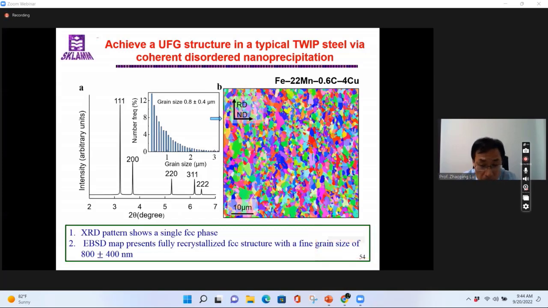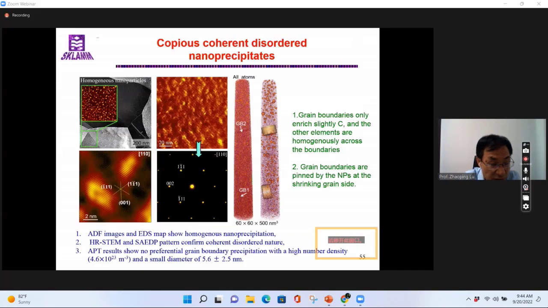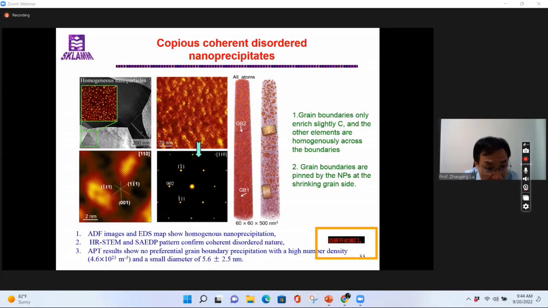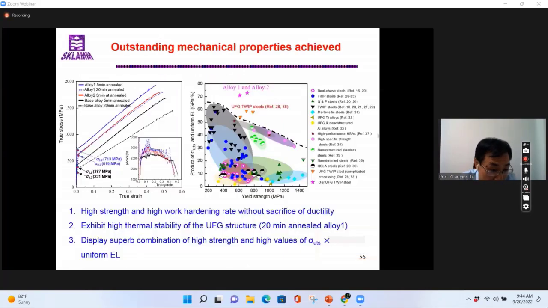on average. Then you check the material by the HAADF, and you can see massive copper nanoprecipitates formed, and they effectively pin the grain boundary movement. And also on the grain boundary, there are no particles, except for some enrichment of the carbon. And as a result, the yield strength increased 300 megapascal, without sacrificing any ductility.